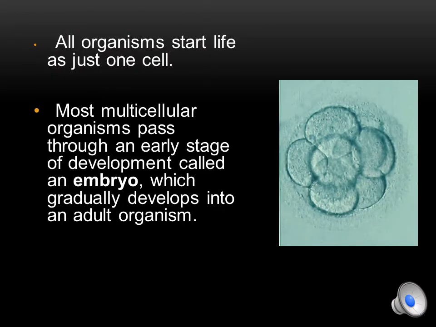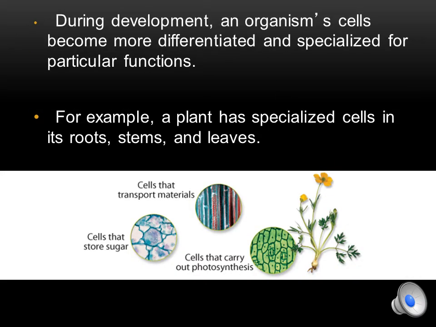So we all know that organisms start life as just one cell, and then multicellular organisms pass through an early stage of development called an embryo. And this will gradually develop into an adult organism. For some organisms it might take hours, for other organisms it takes years to become an adult. So during this development, the organism's cells become more differentiated and specialized for particular functions.